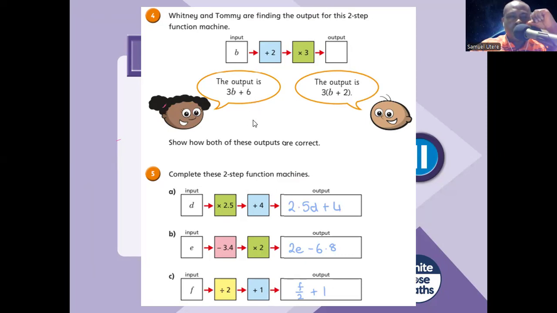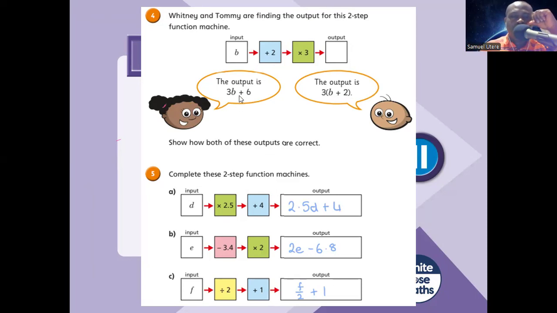Now, she says the output is 3b plus 6. And the output here is 3 lots of b plus 2. It says, show how both of these outputs are correct. Well, we can show that using our block model, can't we?